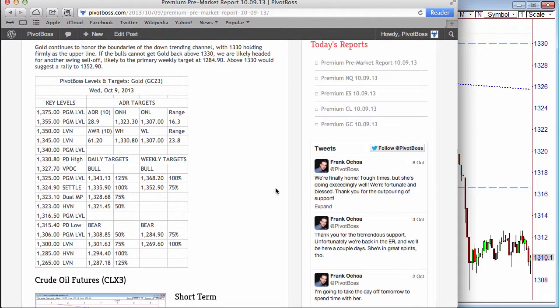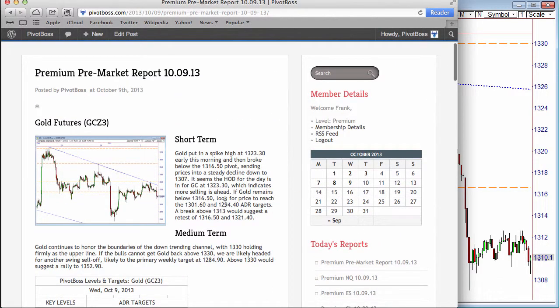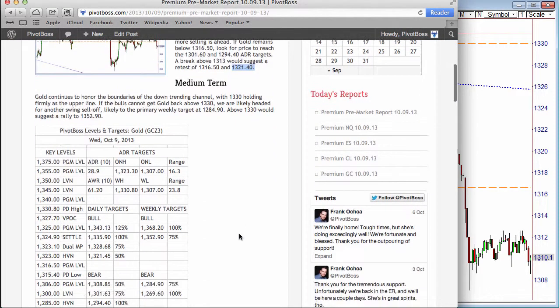On the upside, I said if price gets above 1313, then that would suggest a move back to the 1316.5, which is the next key level above, and then 1321.40, which is that next, right here, 1321.45, that's the next key ADR bull target above. But of course, I only mentioned the short-term target because the overall trend is down.